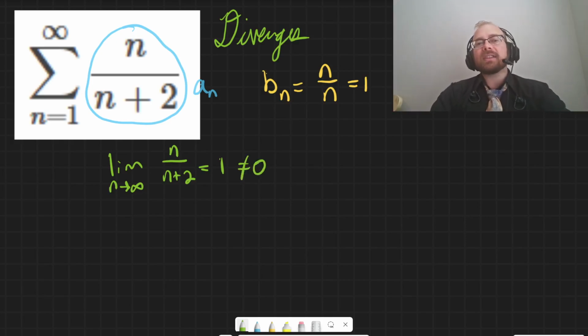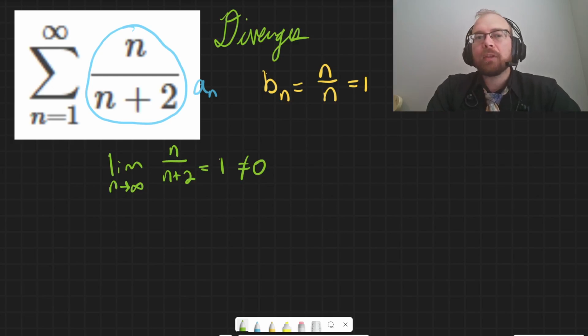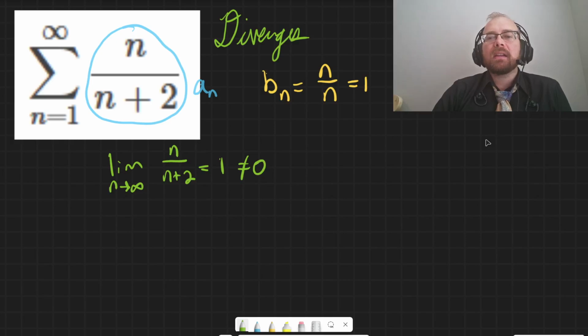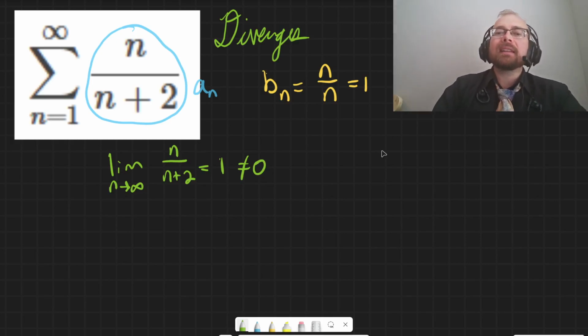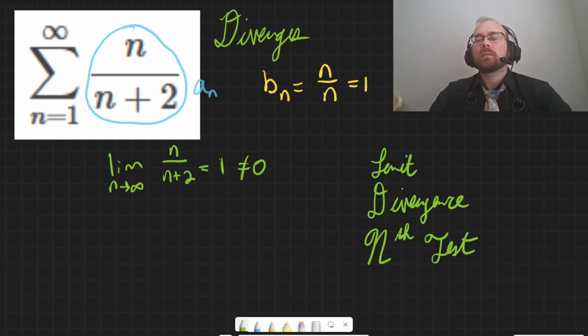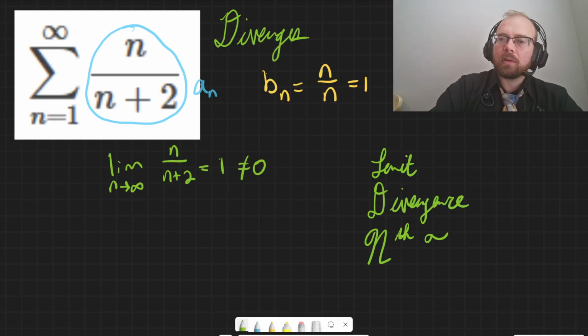And according to the divergence test, if the limit as n goes to infinity is not 0, then it doesn't converge. It diverges. So there we go. It diverges by the, there's actually a couple different names for it. You can call it the limit test. So it's sometimes called the limit test. Or it's called the divergence test. Or sometimes it's called the nth term test. The nth term test. And I meant to put term there. Term. There we go.